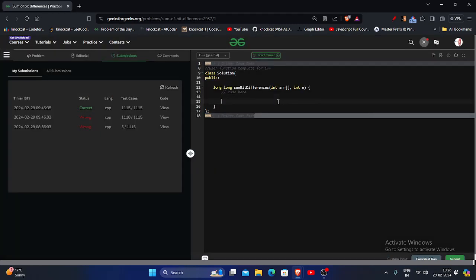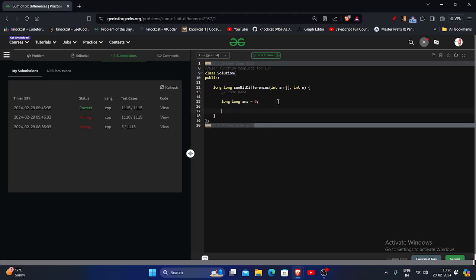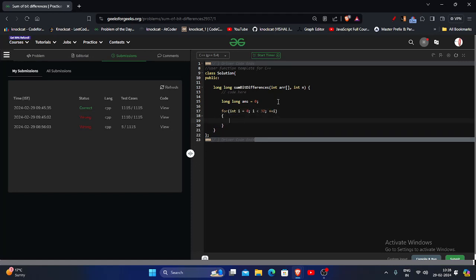So let's come to code. Let's first make a long num answer equals to 0. And let's say for i equals 0 till i less than 32, plus plus i, because in a binary number we have 32 bits at max. It can be represented in 32 bits.